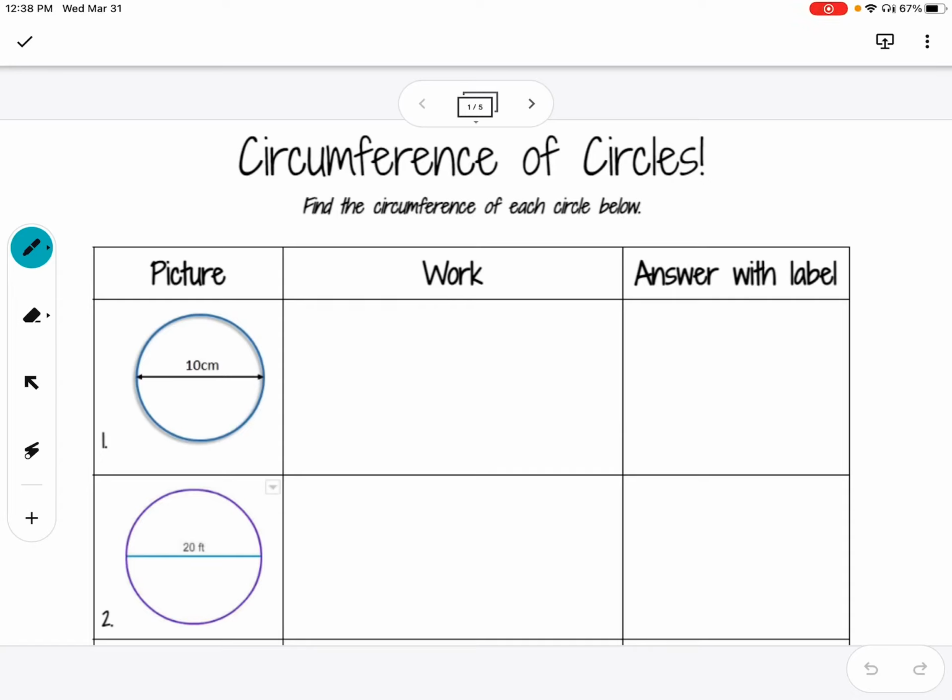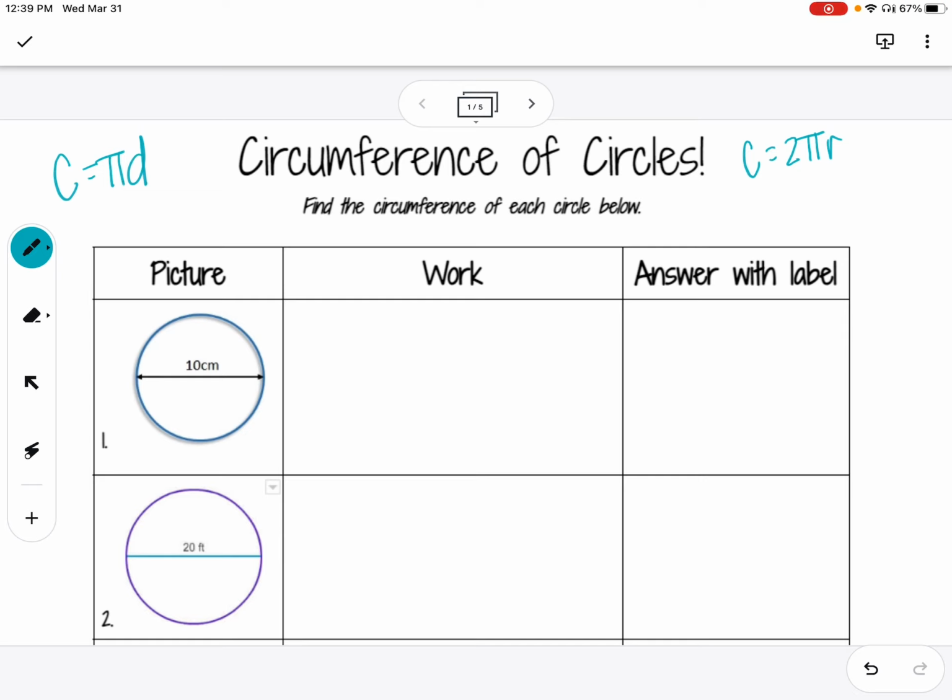All right, today we're going to continue our lesson with circumference of circles. In the previous slides, you learned that circumference is the distance around a circle, so we call it our circle's perimeter. There are two formulas that you can use to find circumference. The first formula is circumference equals pi times diameter, and the other formula is circumference equals 2 times pi times the radius.